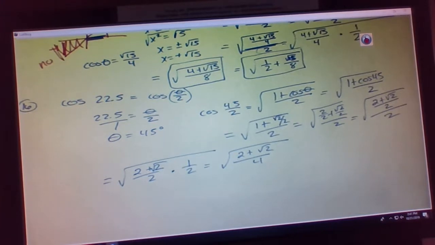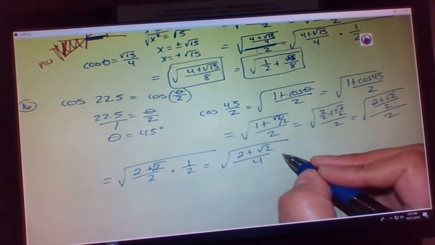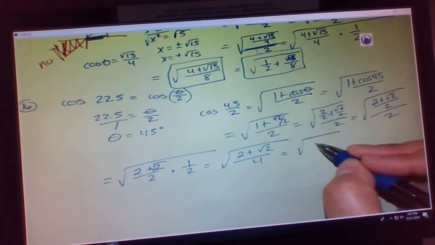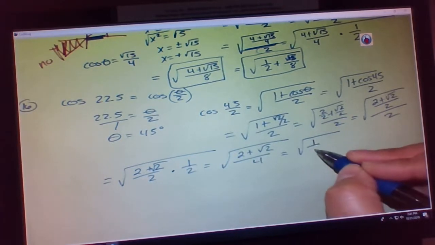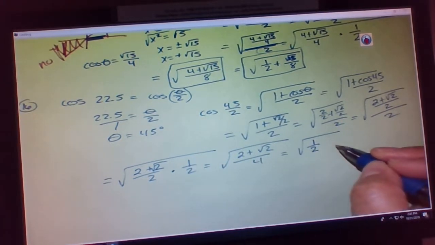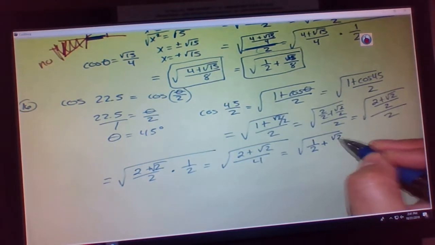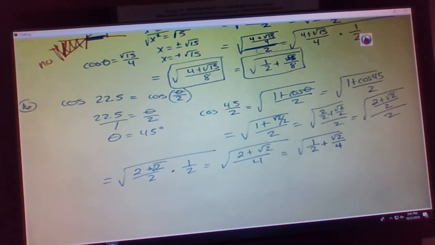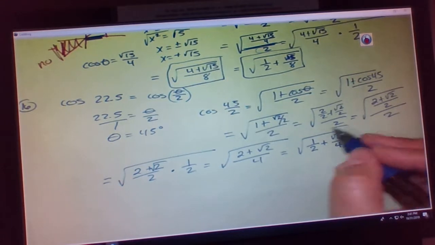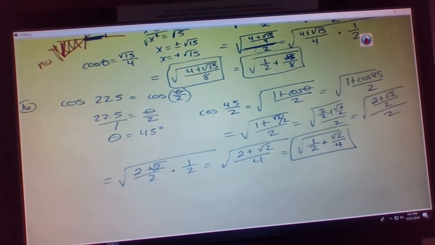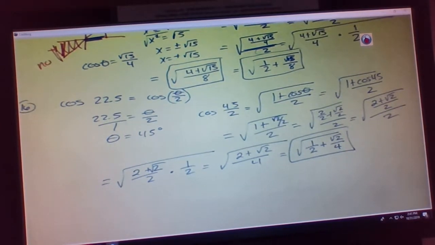You could reduce it to square root of 1/2 plus square root of 2 over 4. And I am okay with that. You can reduce many other ways. It just depends.